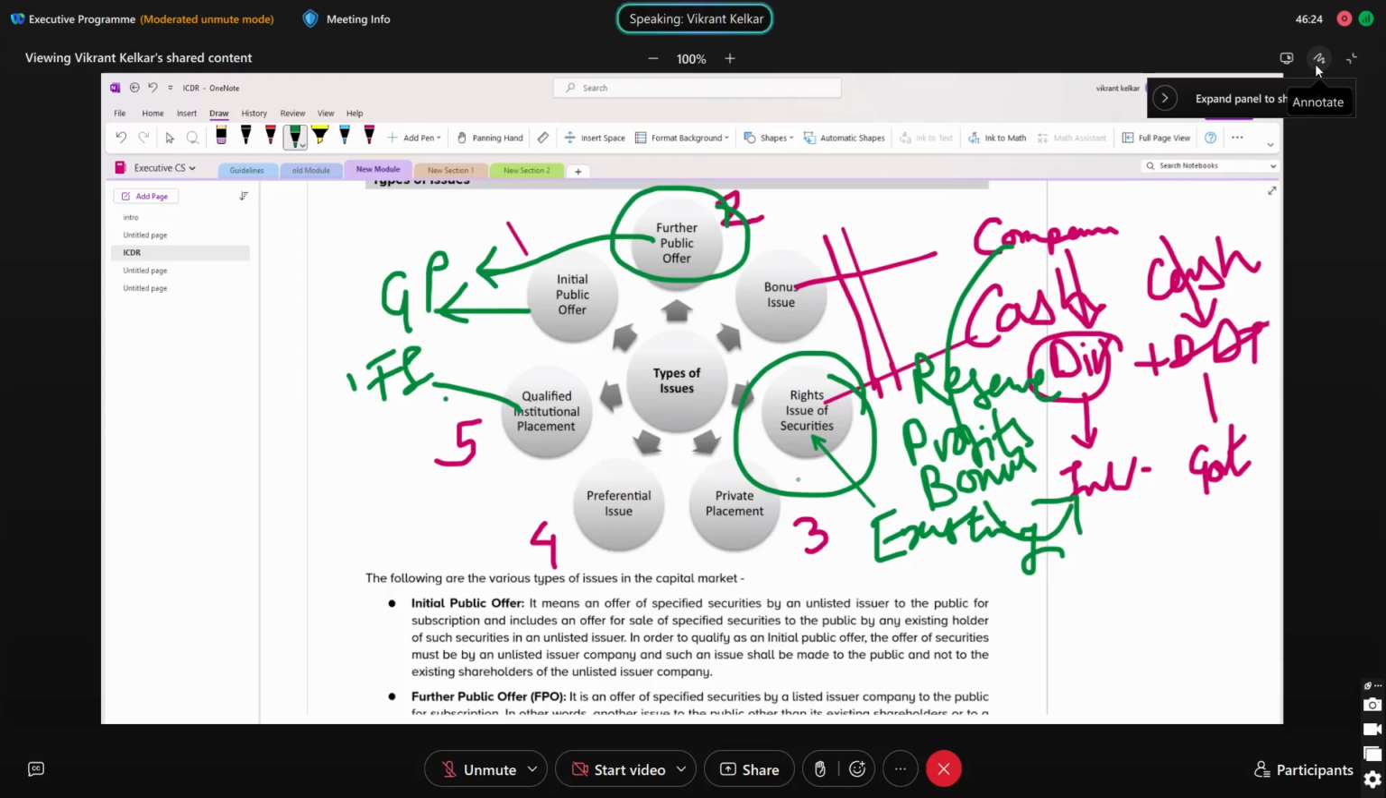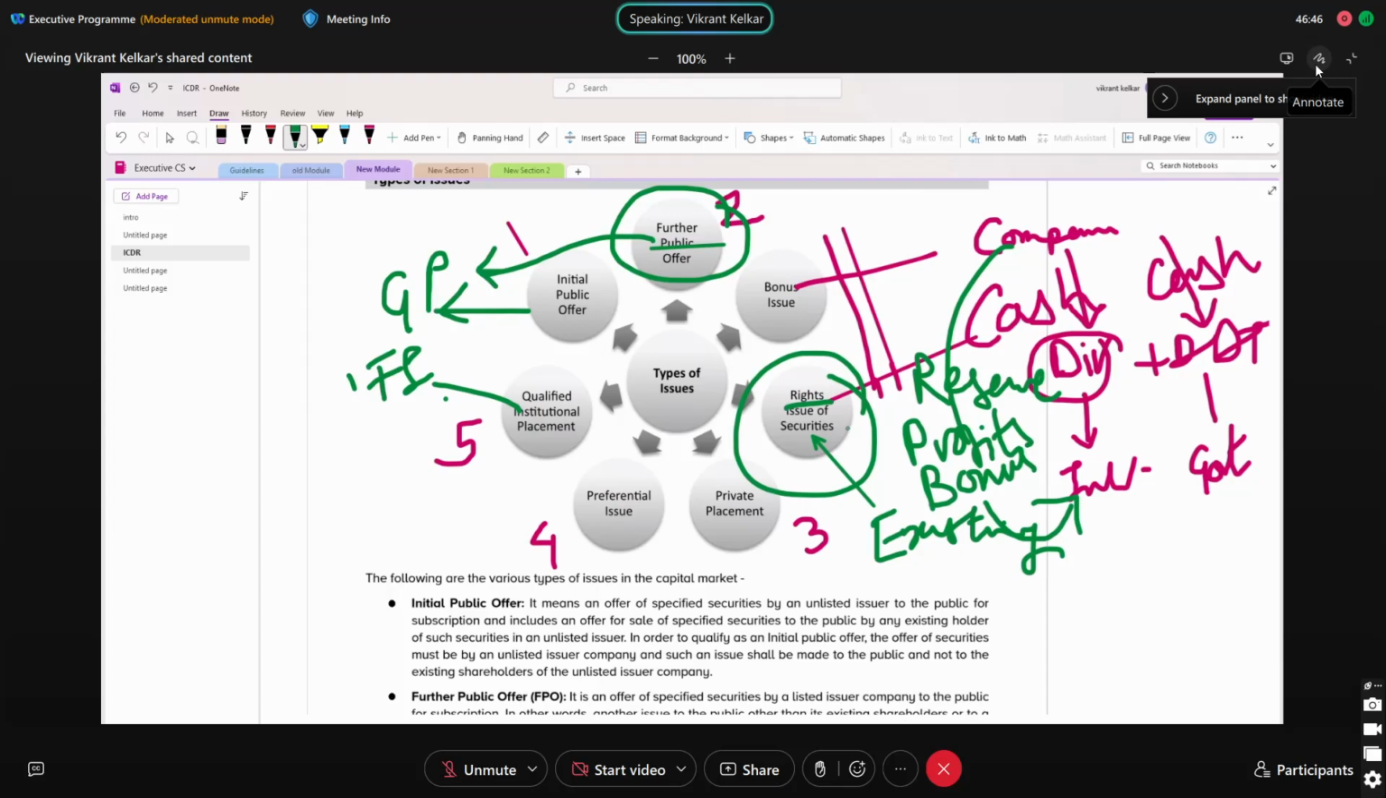Why is this not like an FPO? In a rights issue you are issuing in a subsequent manner, and in a further offer also you are issuing in a subsequent manner. So tell me, what is the difference between the two? No, public is not there, sir. Very good. In a further public offer the word is public, and here the word is the right of the existing holder.